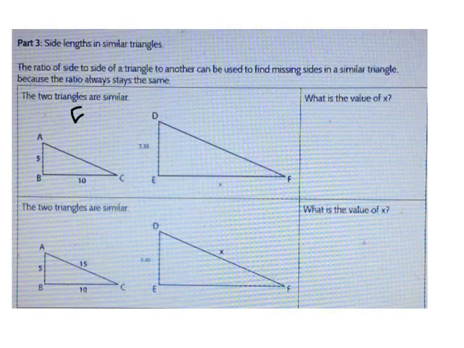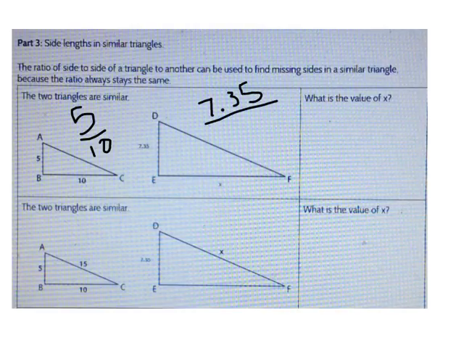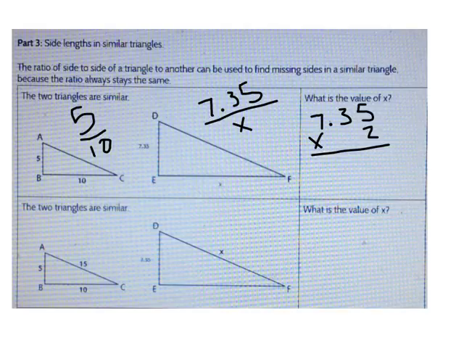I know that the ratio 5 over 10 is going to be the same as 7 and 35 hundredths over x. 10 is 2 times as much as 5, so I can multiply 7 and 35 hundredths times 2 to find x. What's x? X is 14 and 70 hundredths.